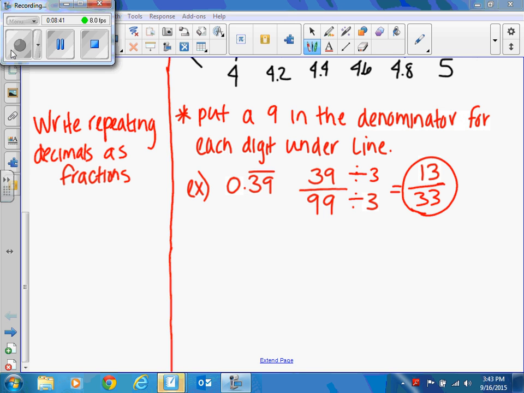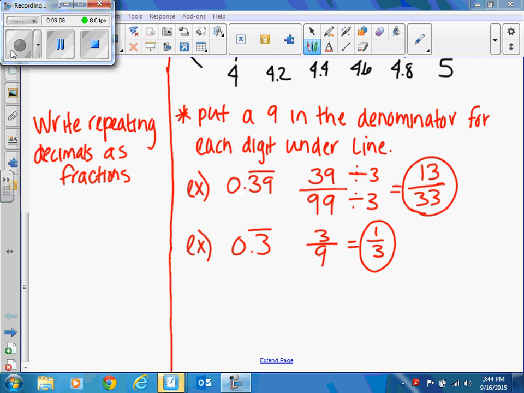All right, another example. So let's say if you have 0.3 and the 3 is repeating, well, we're going to put the 3 on the top and one 9 on the bottom because there's only one digit repeating, and of course we can reduce that to 1/3. All right, again, we will work more with these topics in class when I see you guys again.